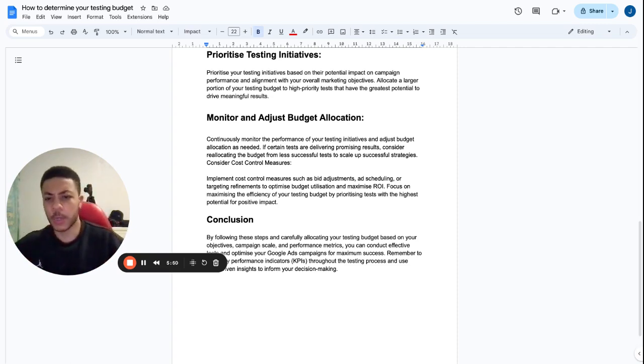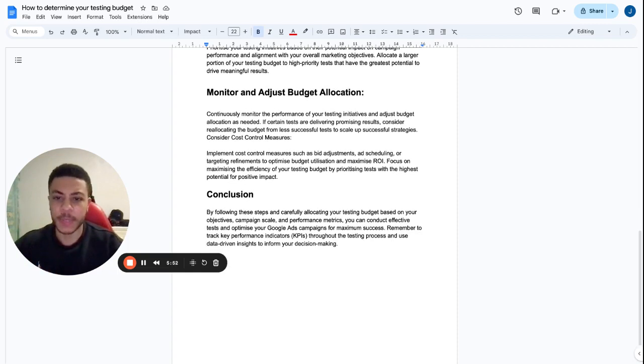So, in conclusion, by following these steps and carefully allocating your testing budget based on your objectives, campaign scale, and performance metrics, you can conduct effective tests and optimize your Google ad campaigns for maximum success. Remember to track key performance indicators throughout the testing process and use data-driven insights to inform decision making. If that helps you guys, then that is what I'm here for.